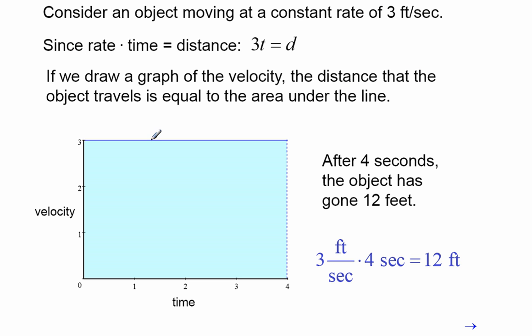One thing I want you to think about is just a regular equation. Say I have some object moving at a constant rate of 3 feet per second. We know that rate times time equals distance. So if I'm moving at 3 feet per second and I multiply it by some amount of time, I would get the distance traveled, right? We've been calculating that for a very long time.